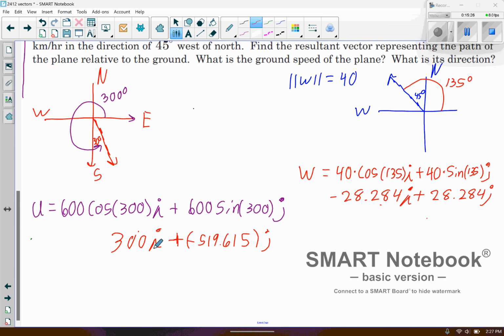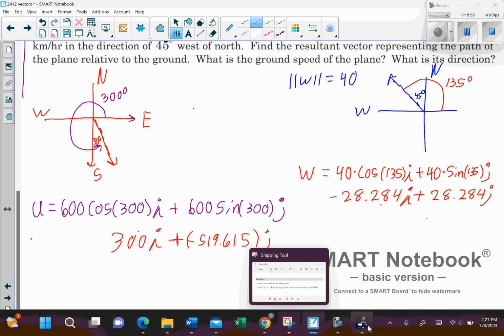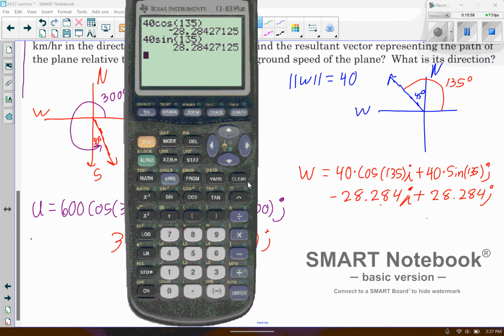So I just need to add the 300 with the negative 28.284 and then add the y values together also, and then that will be the resultant vector of basically where the plane is going to be headed. And then there are some extra questions about the ground speed of the plane and what's the direction. That's not going to be asked in the homework, so you're going to be okay there. But if you want to see it, let me know, and we can always work it out. All right, but I'm going to go ahead and just add these together real quick.